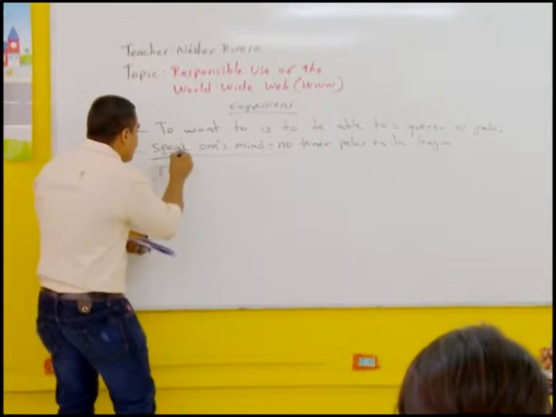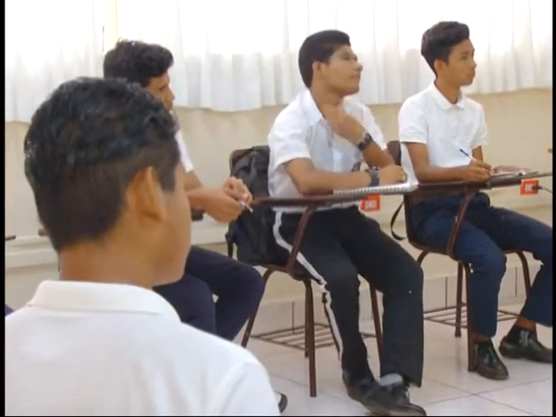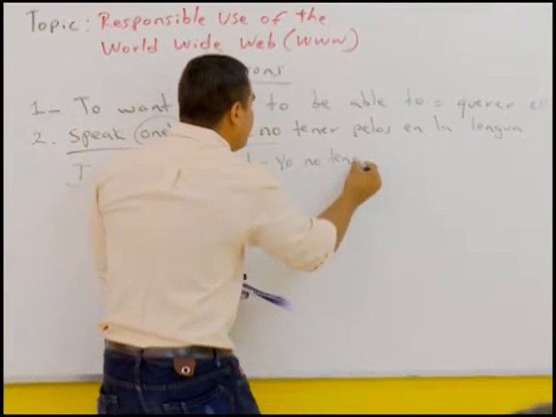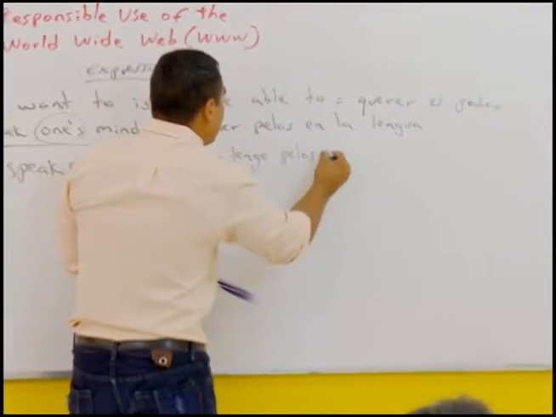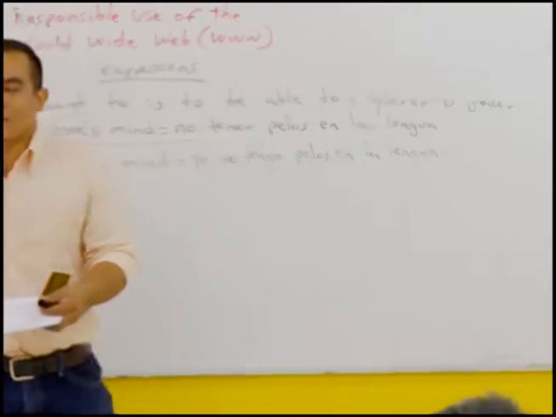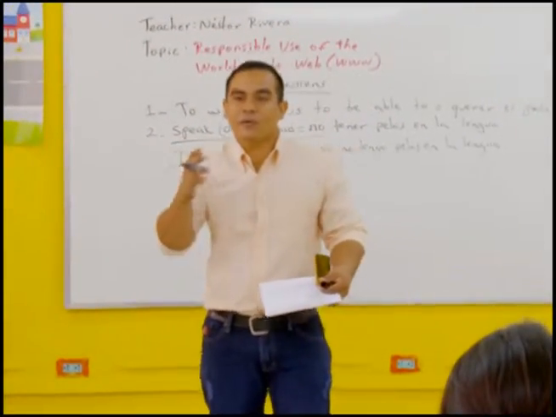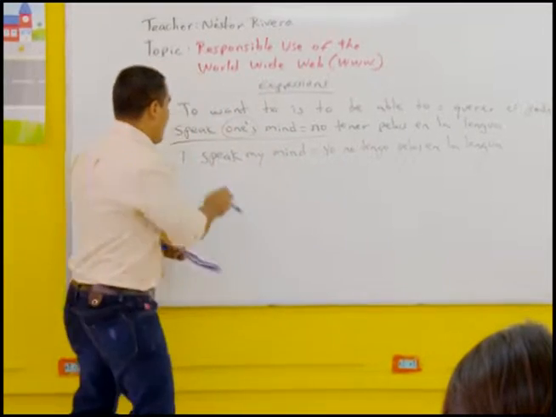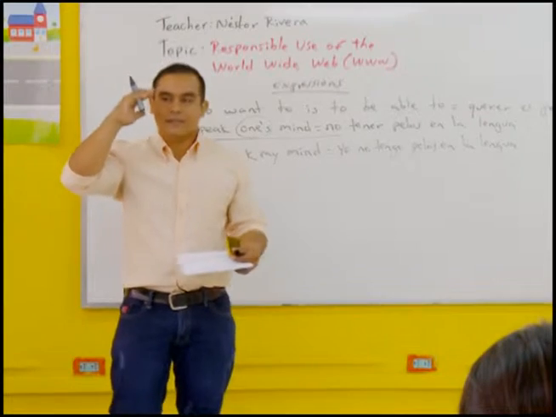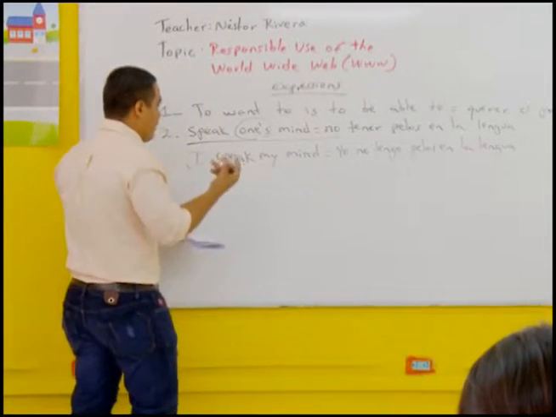I speak my mind. Yo no tengo pelos. Estamos hablando de un lenguaje popular. No tengo pelos en la lengua quiere decir que digo lo que pienso. Soy muy demasiado franco. I speak my mind. You have to memorize this phrase. I speak my mind. No tengo pelos en la lengua.